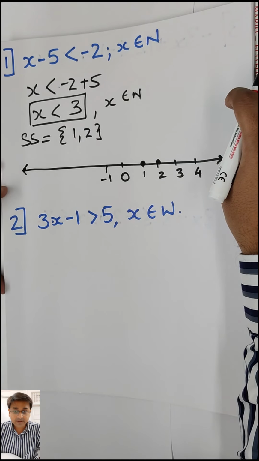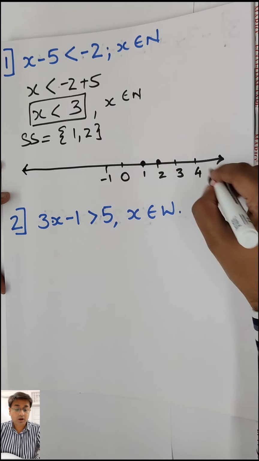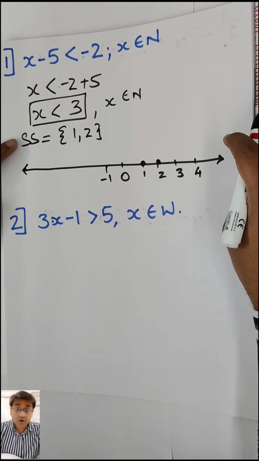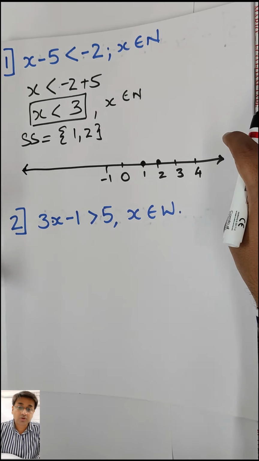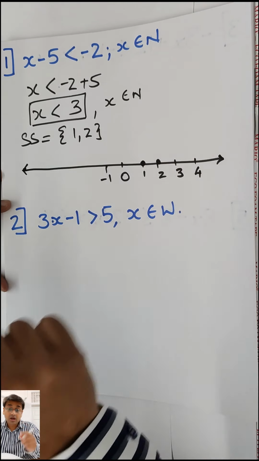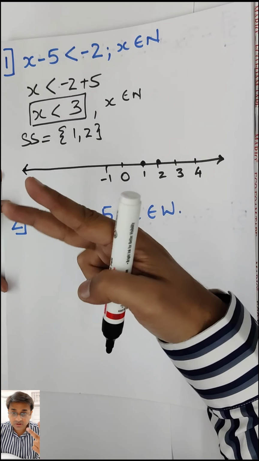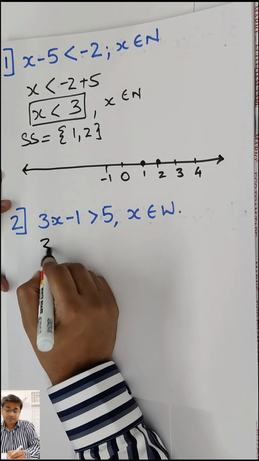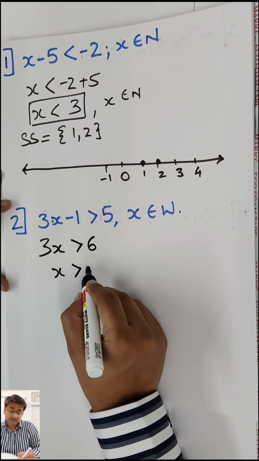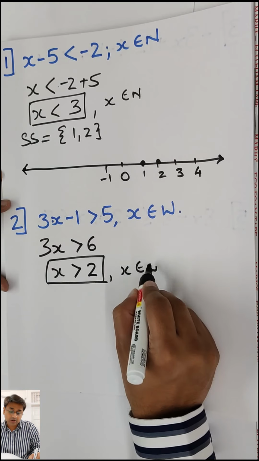Clear? Easy? You will have 1 mark for this, 1 mark for the solution set, and 1 mark for the number line. So from here, if you directly draw the number line and you do not write the solution set, you will still lose 1 mark. So please don't make that mistake. Come on, let's get on to the second question. Pause, do it on your own. 3 parts: solving, solution set, number line. Let's hit it. So 3x greater than 6, x greater than 2, and x belongs to whole numbers.